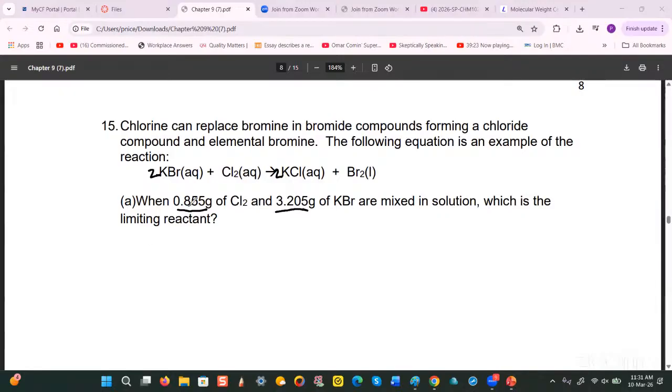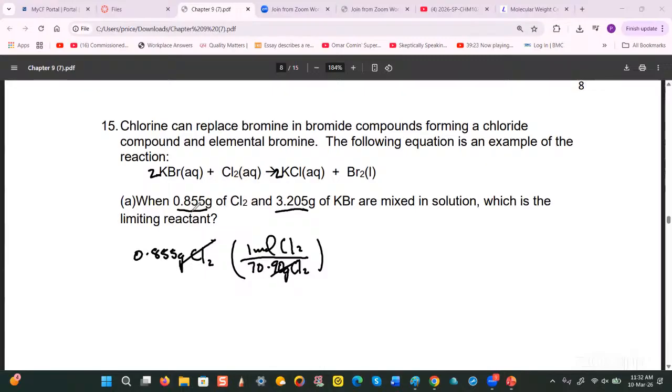So in the case of the 0.855 grams of chlorine, I'm going to start off with that here. And the first thing I would do with this is to convert that to moles, right? So up here, I'm going to have 1 mole of chlorine, and below here, I'm going to have the molar mass. Chlorine is 35.45 times 2, so this is going to be 70.90 grams of chlorine. All right.